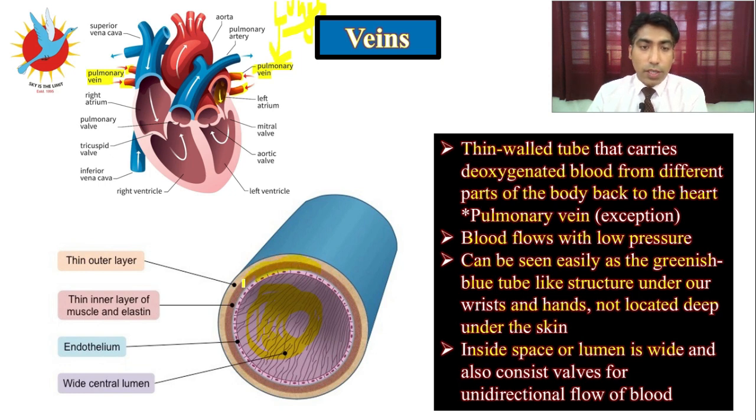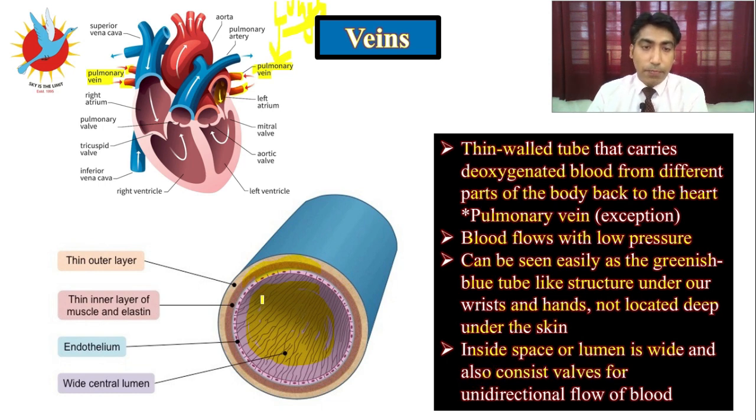Due to the thin walls, the lumen automatically increases, and there is much space present for the blood to flow very easily, so the pressure gets reduced. That is why blood flows with low pressure inside the veins.